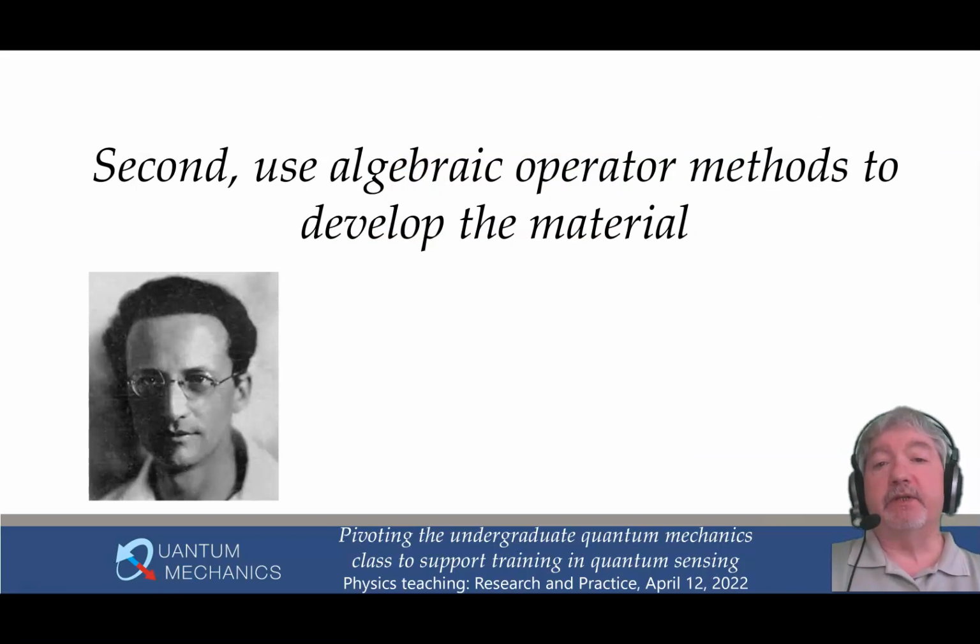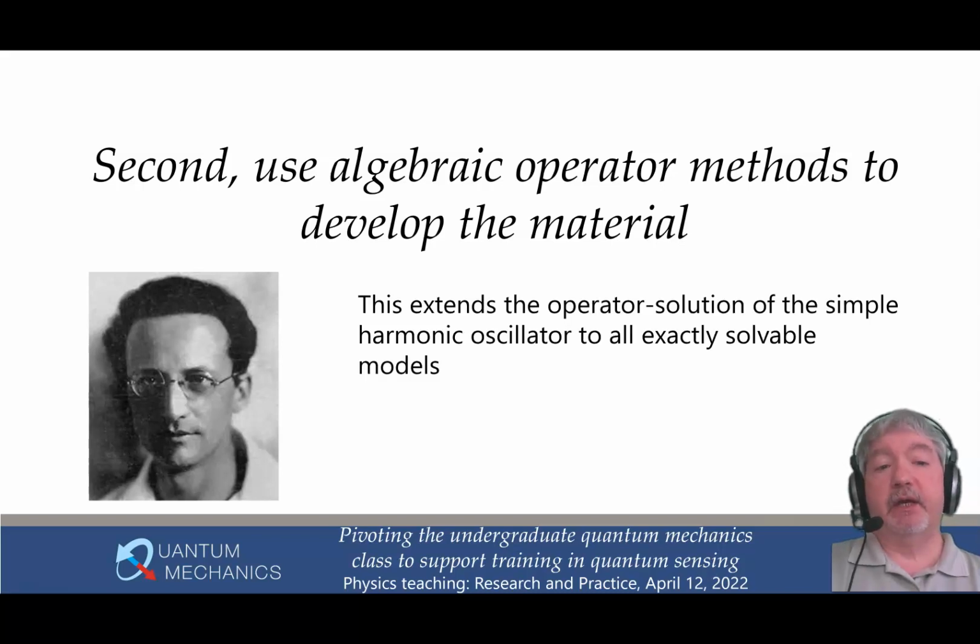The second thing we need to do is rethink using the differential equation approach and instead focus on this method developed by Schrödinger to develop the material algebraically. What Schrödinger showed us back in 1940 was that you can extend the operator solution for the simple harmonic oscillator and also for angular momentum eigenstates to actually solve all of the solvable models that we work on in a quantum mechanics classroom.